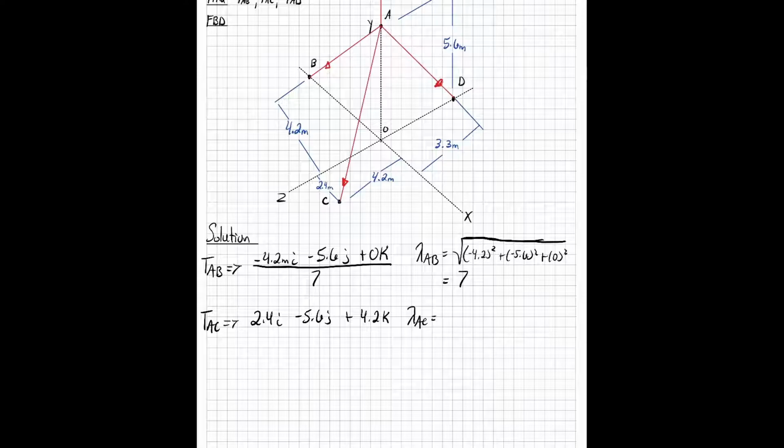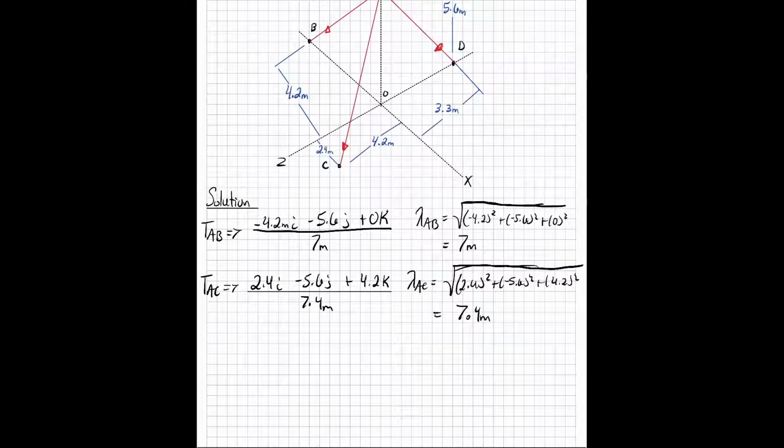Now lambda AC, again, sum of the squares. We have 2.4 squared plus negative 5.6 squared plus 4.2 squared. That will come out to 7.4. So all of this is divided by 7.4. And if you actually want to know the units, these are all in meters. There's meters here, meters here, meters here. All these meters are just going to reduce out, and so you're just going to have a whole number for your multiplier. Alright. Now last one, tension AD.